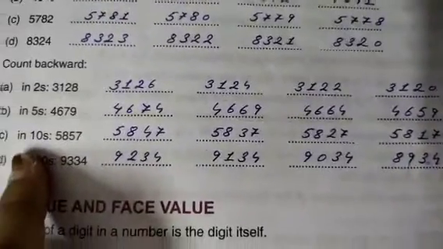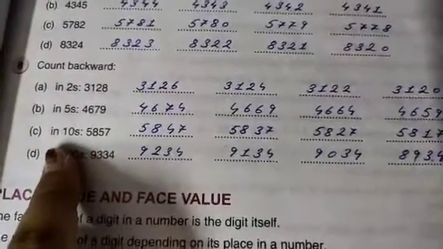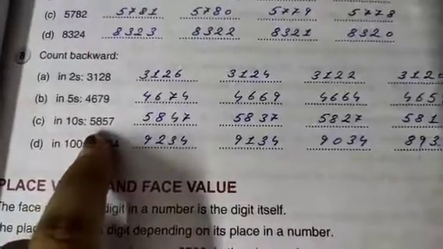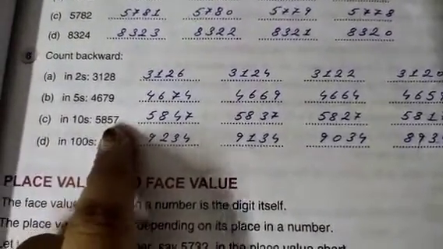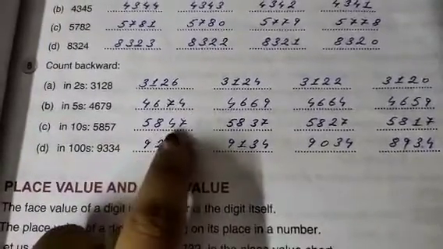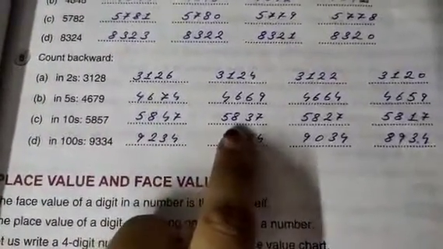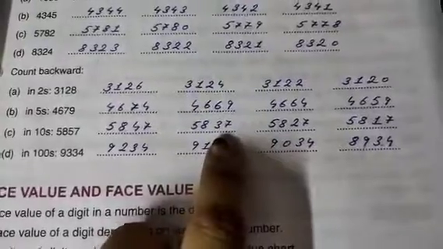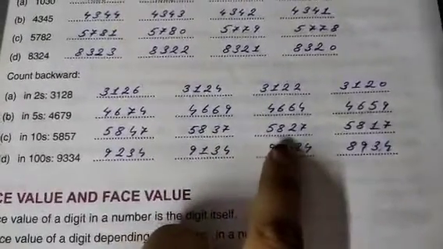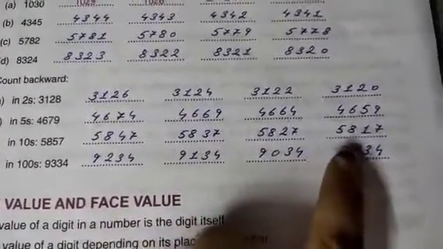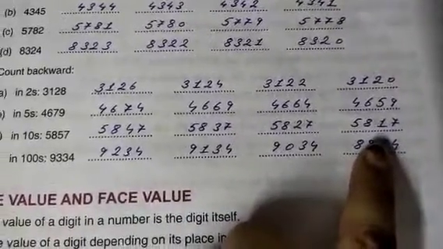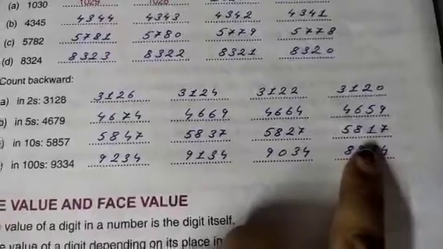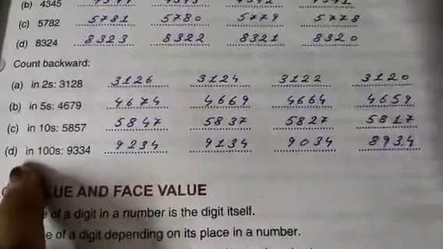In tens, that means we have to skip 10 and move backwards. 5,857, this will become 5,847. See, 5,847, 5,837, 5,827, 5,817. That means we are skipping 10 and going backwards. We are skipping 10 numbers. Next, we will skip 100 numbers.